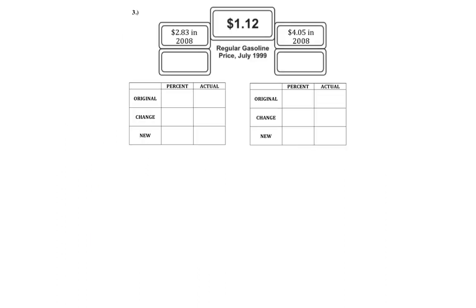All right, let's jump down to the next example because this one's a little bit different. The question got cut off, but we're going to figure out the percent of change here. We see the original price and we see the new price, and we are going to figure out by what percent it changed.